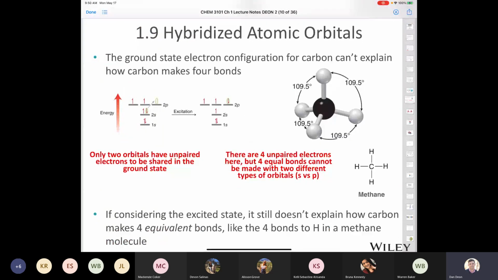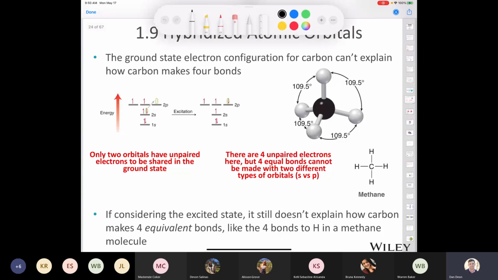So a summary of what I just went over on that blank slide was, the ground state electron configuration for carbon, which we know is 1s2, 2s2, 2p2, right? That ground state electron configuration doesn't explain how carbon makes 4 bonds. And so we have to take one of those 2s electrons and we promote it up to a 2p. Then we get 4 unpaired electrons, but they're not equal, are they? Right? Because the 2p is higher in energy than the 2s orbital.